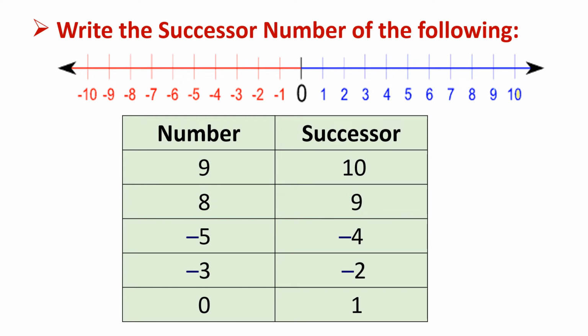Now students, if a movement of only 1 is made to the right, we get the successor of a number. Write the successor number of the following. Students, you can see the number line is shown. Suppose the number is 9. So successor is 10. If 8, then 9. Minus 5, so minus 4. Minus 3, minus 2. And 0, 1.